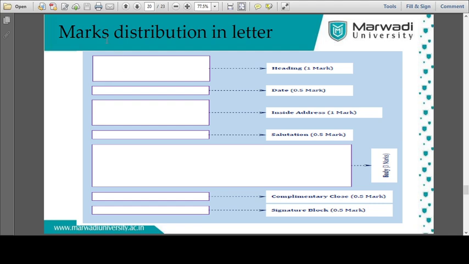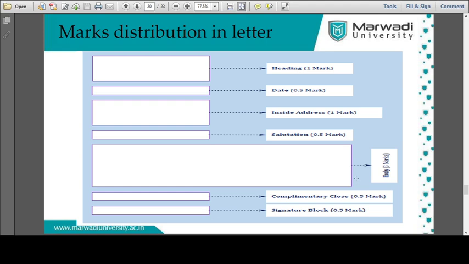If the letter is asked for 7 marks, then that will be the ideal mark distribution in letter writing. But again, I want to make clear that it will depend on the paper checker. This will be the ideal mark distribution if the letter is asked for 7 marks.